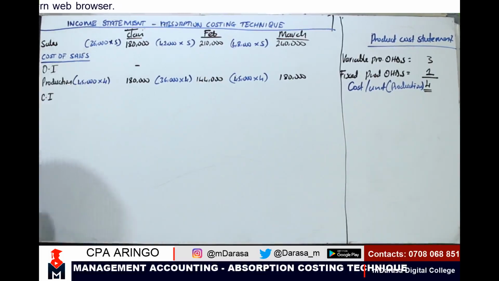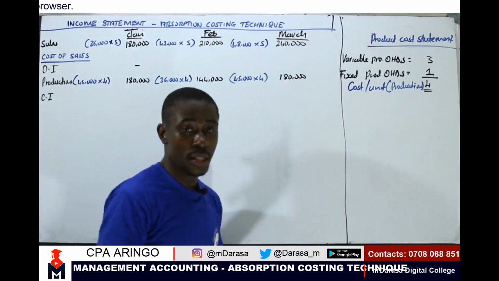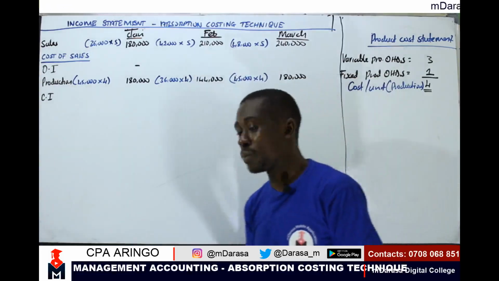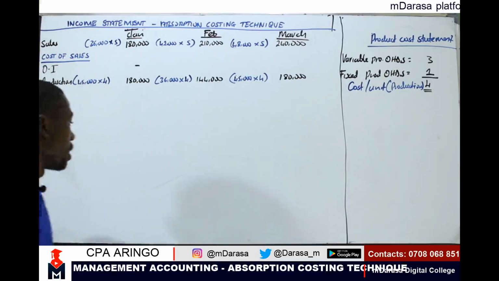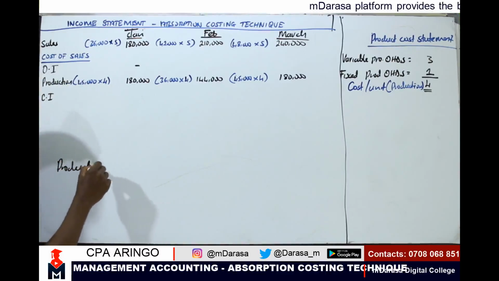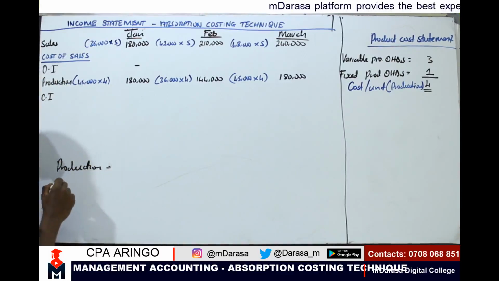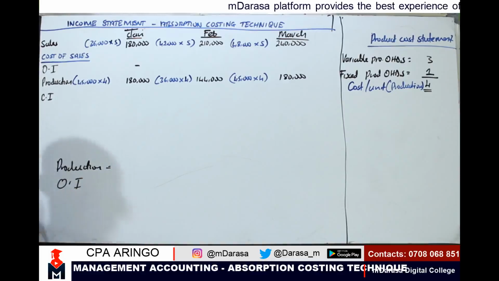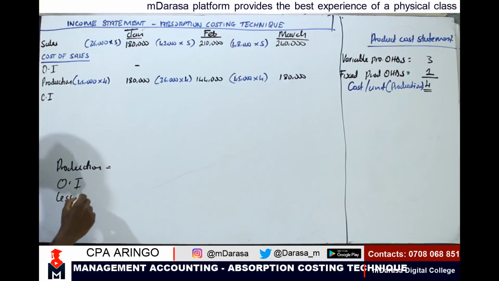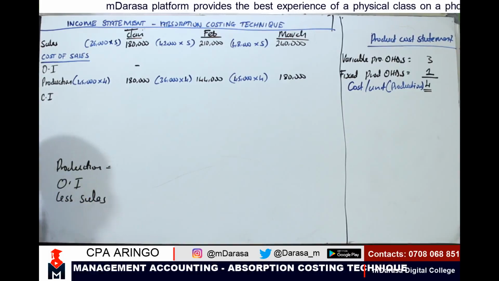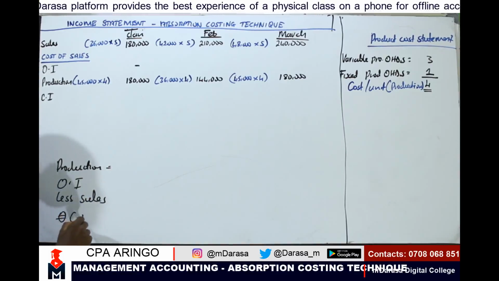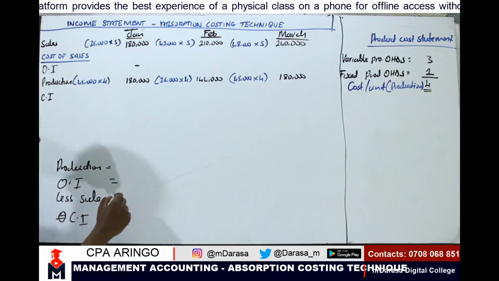What about closing inventory? I believe I mentioned the concept of how to determine the closing inventory in our previous video. How to determine your closing inventory? You're going to take your production during the period. You're going to add your opening inventory during the period. Then you're going to less your sales during the period. So that the balance should give you your closing inventory.